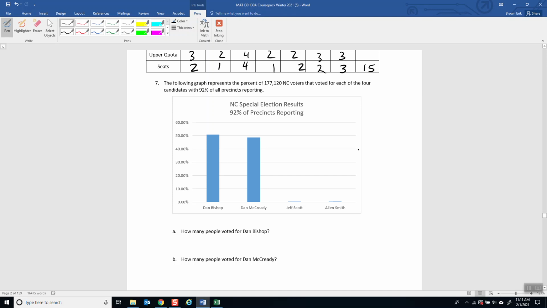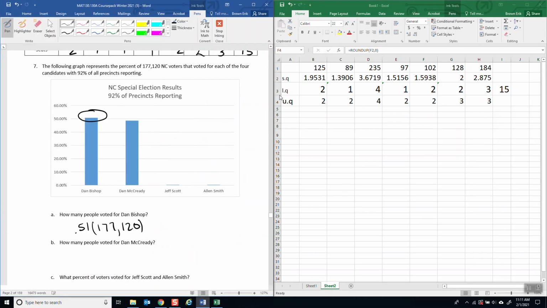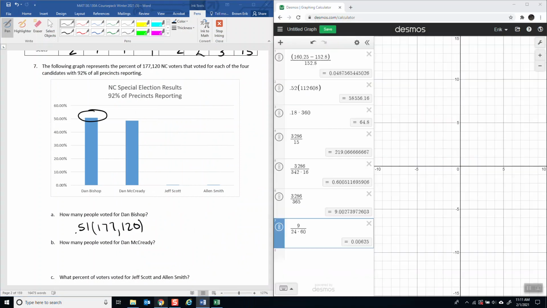Okay, how many people voted for Dan Bishop? Oh, isn't this annoying? I didn't give you the numbers. Well, I did that on purpose because I wanted to see how good you are at estimating these values. So I'm going to say that that's slightly above 50%. Let's call that 0.51 or 51%. So we'll do that times the amount of reported voters, and this will be our estimate of it. It's probably wrong, but that's okay.